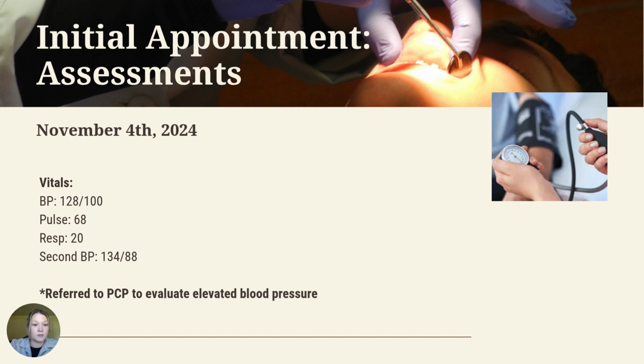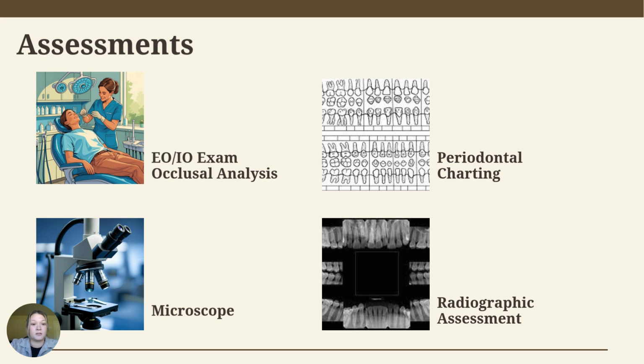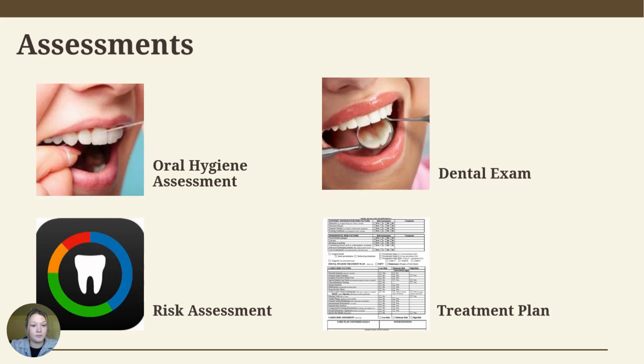At the initial appointment, when we took assessments, we took his vitals twice because they were elevated, so we ended up referring him to his primary care physician to evaluate his elevated blood pressure despite being on 2 antihypertensive medications. To continue with assessments, we do an EO-IO exam, periodontal charting, we use the microscope, a radiographic assessment, an oral hygiene assessment, a dental exam with the dentist, risk assessment, and treatment plan.